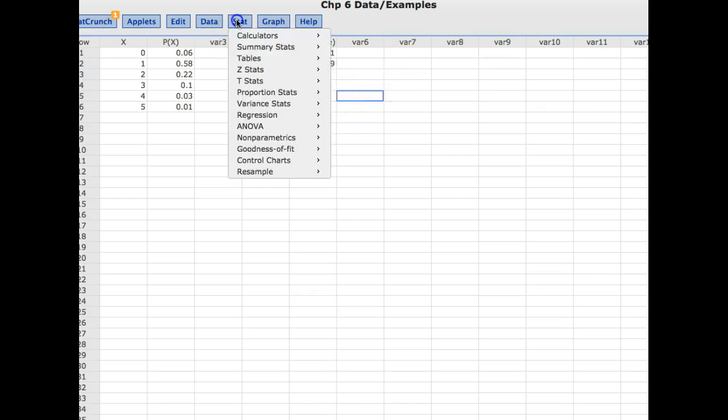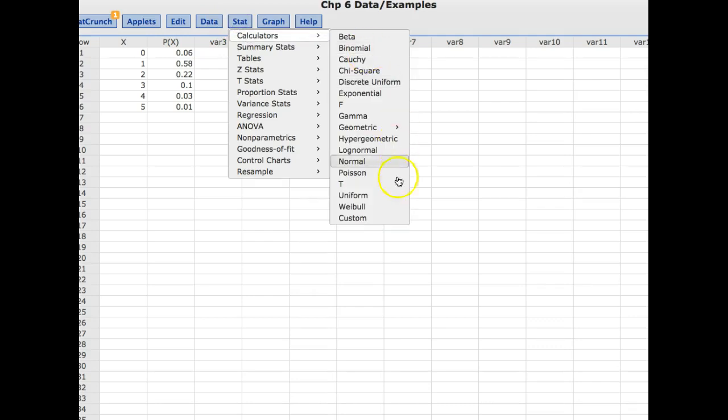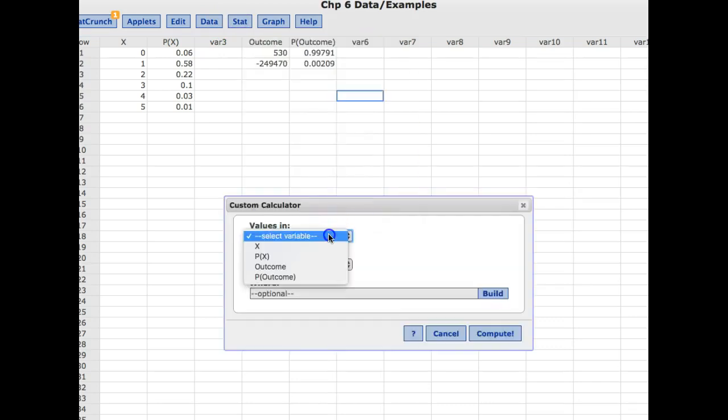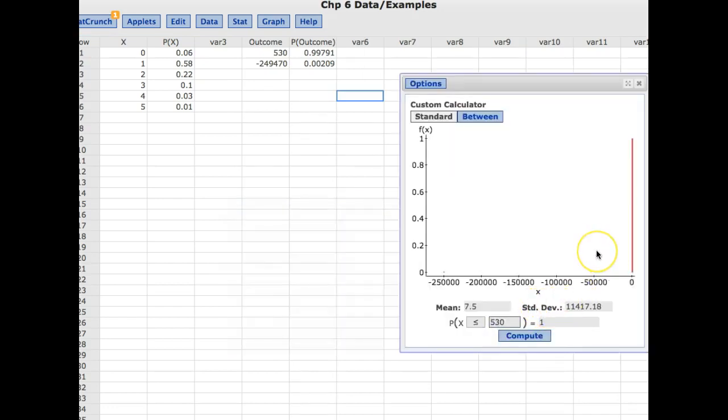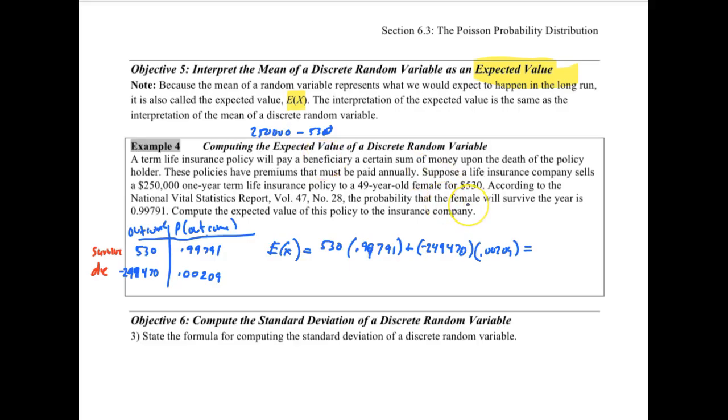So we just go to stat calculators again, custom. My variables are in the outcome, weights in the probability outcome, and then you compute. In this case, it looks like the expected value is 7.5, which then means that the insurance company makes $7.50 per policy.